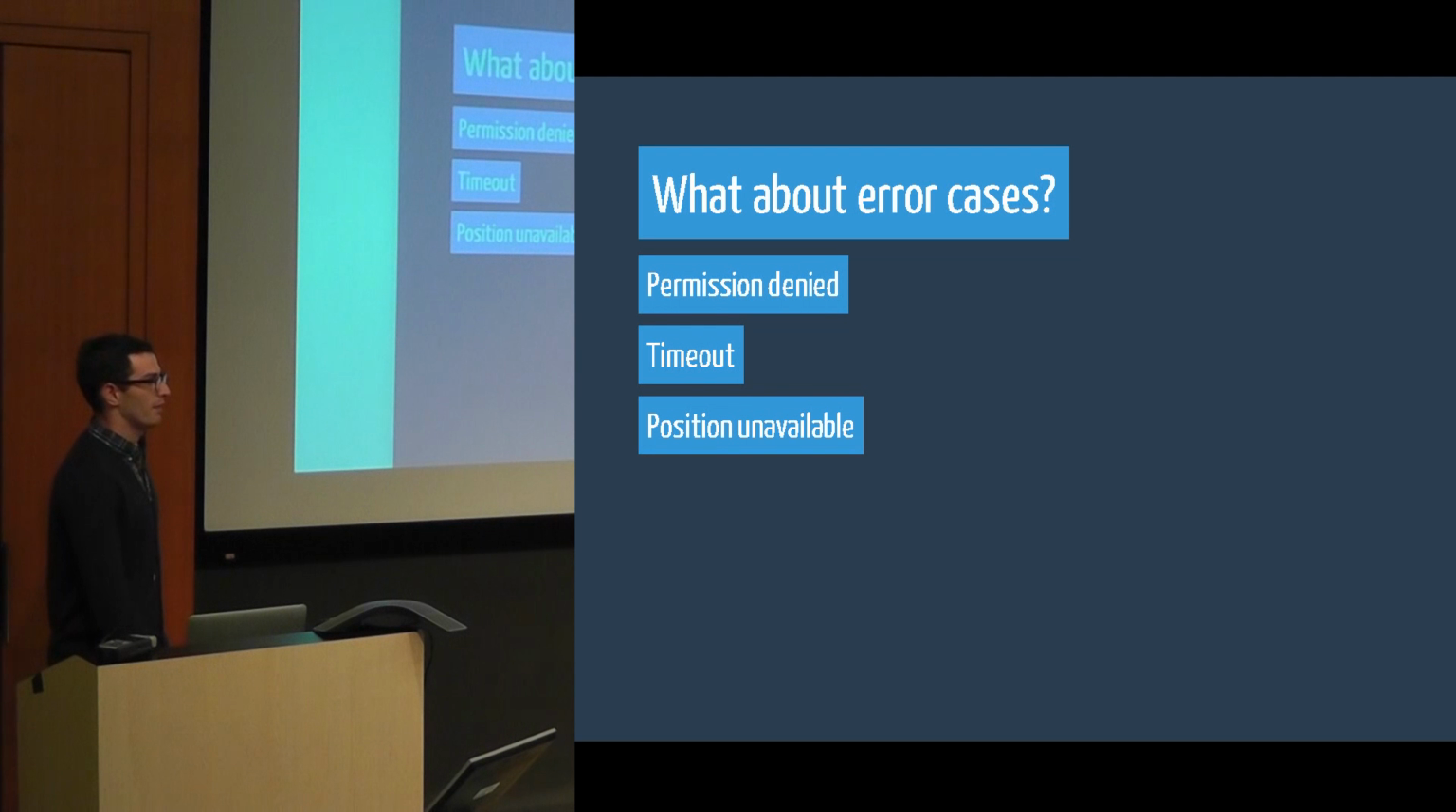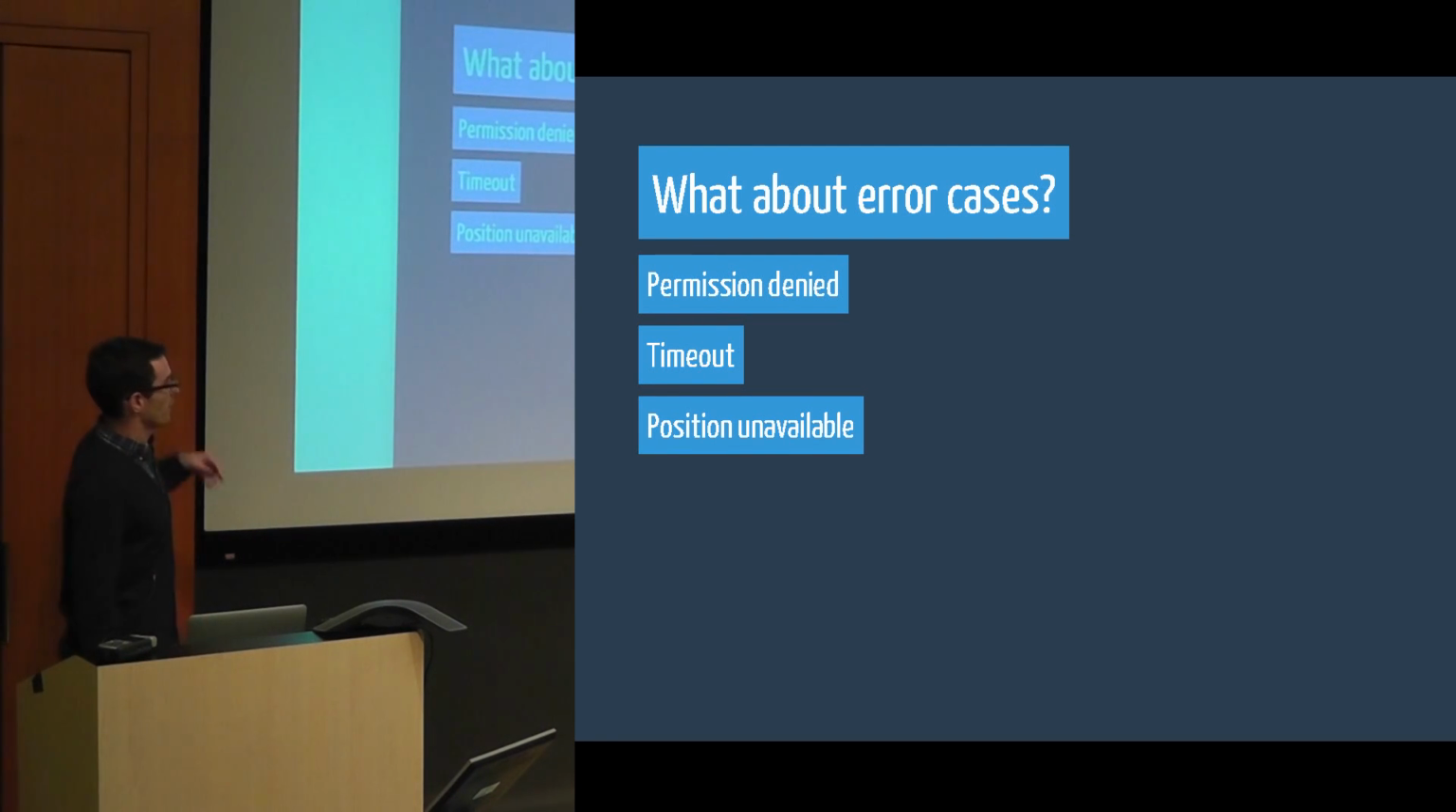The next is timeout, and this is something that you can specify. You can say, I only want to wait 300 milliseconds to calculate a location, and if it doesn't come back, just give up and hit the error case. An important thing to know is that this timeout doesn't include time spent waiting for the user to click yes or no, so just something to be aware of.